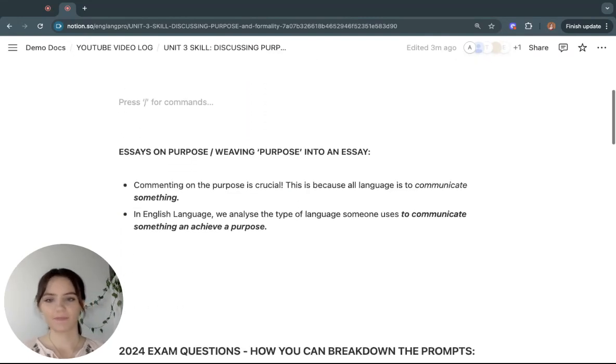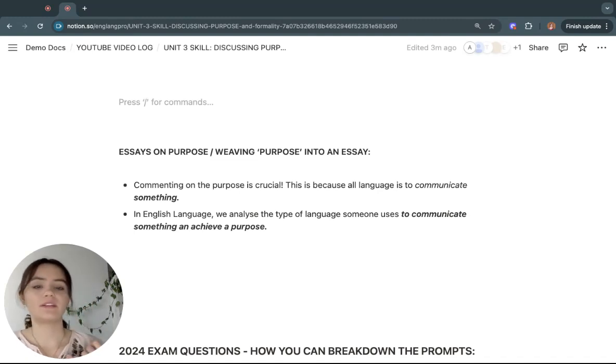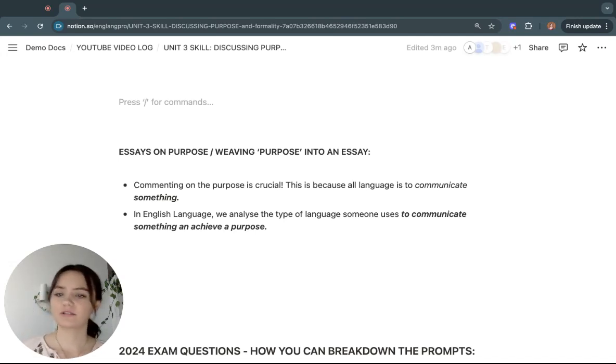Alrighty, so commenting on purpose is crucial, and the reason why we're saying you can't forget it, it's super important, is because all language is there to communicate something, right? The only point of someone using language is because they have a purpose attached to it. Otherwise, there's no reason why someone would be speaking, right? They wouldn't be making the speech, maybe, or they wouldn't be writing a news article, etc., etc.